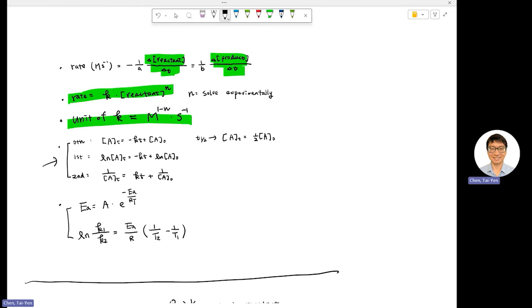At the end of chapter 11, we start to talk about the activation energy, Ea. The default equation you need to memorize is k equals the frequency factor A times exponential of negative Ea over RT. Ea is your activation energy, and T is the temperature.